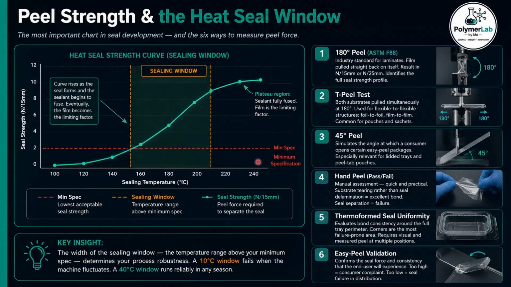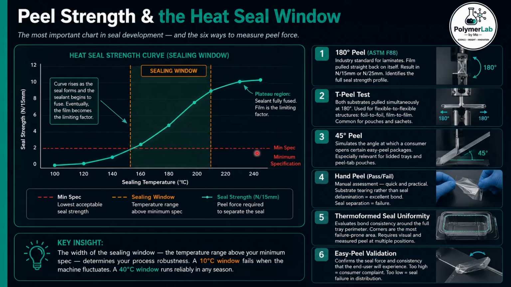The red dashed line is your minimum specification, the lowest acceptable seal strength for your application. The region between the minimum spec temperature and the plateau is your sealing window. The width of the window determines your process robustness. The width of the sealing window matters as much as the seal strength itself.